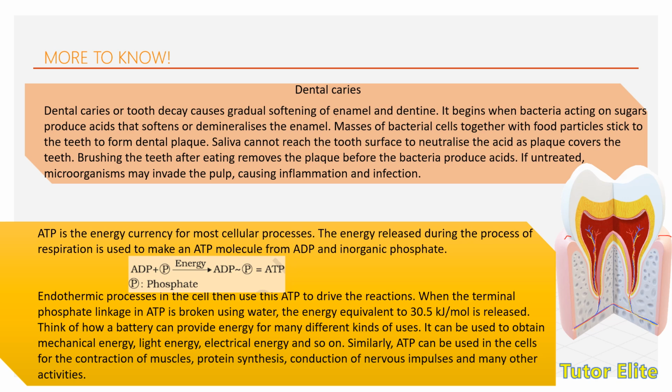Enamel and dentine. It begins when bacteria acting on sugar produce acids that soften or demineralize the enamel. Masses of bacterial cells together with food particles stick to the teeth and form dental plaque. Saliva cannot reach the tooth surface to neutralize the acid as plaque covers the teeth. Brushing the teeth after eating removes the plaque before the bacteria produce acids. If untreated, microorganisms may invade the pulp, causing inflammation and infection.